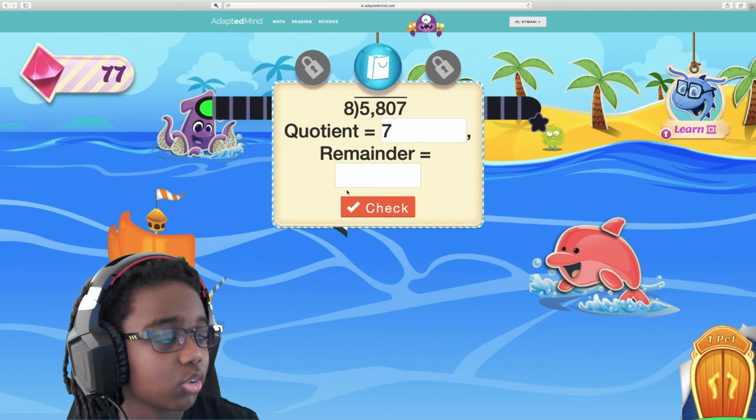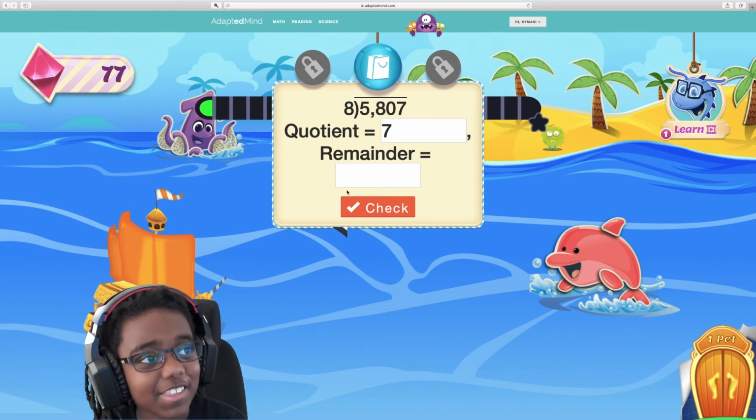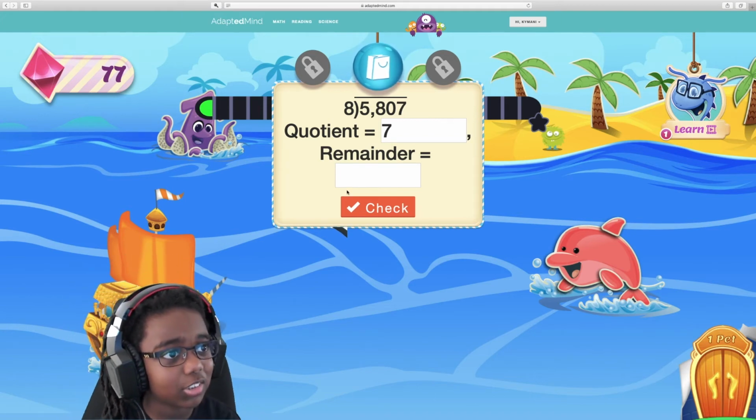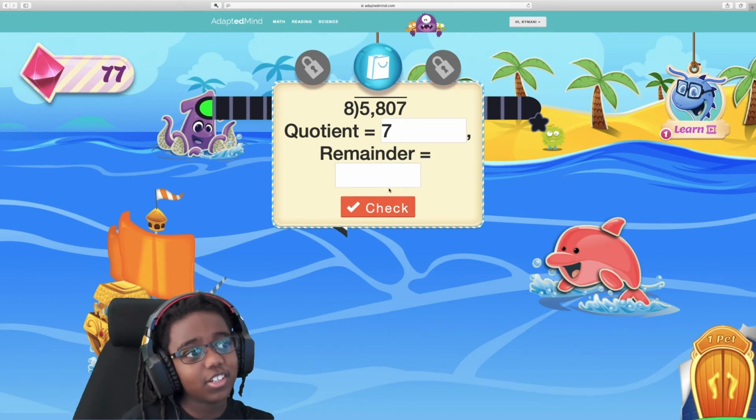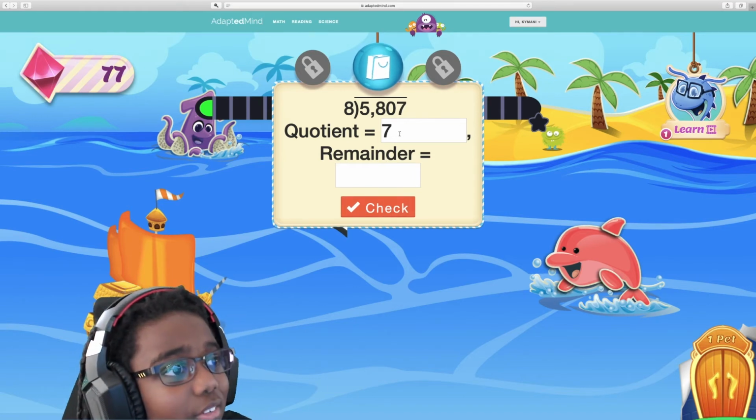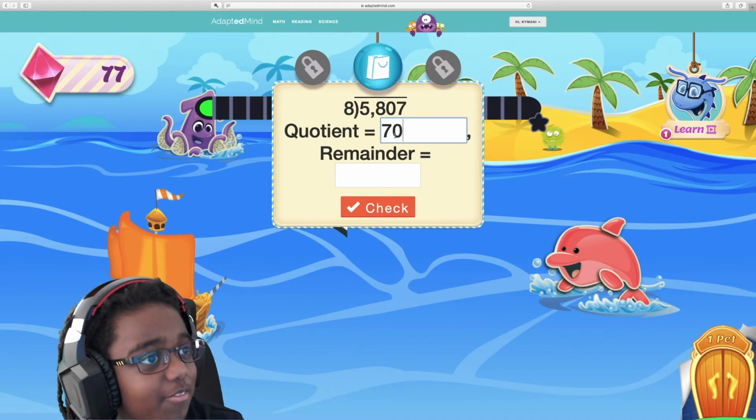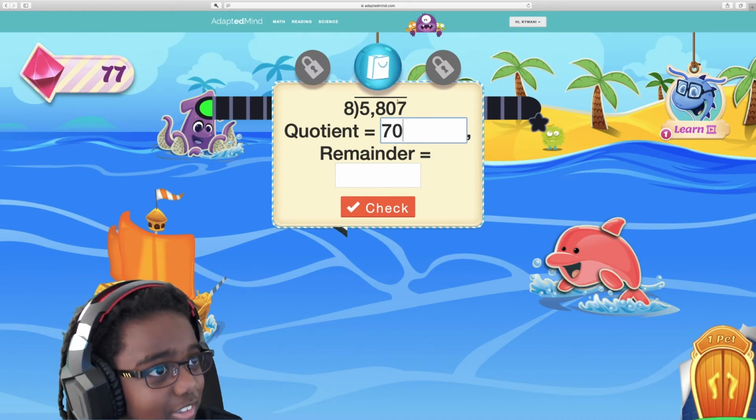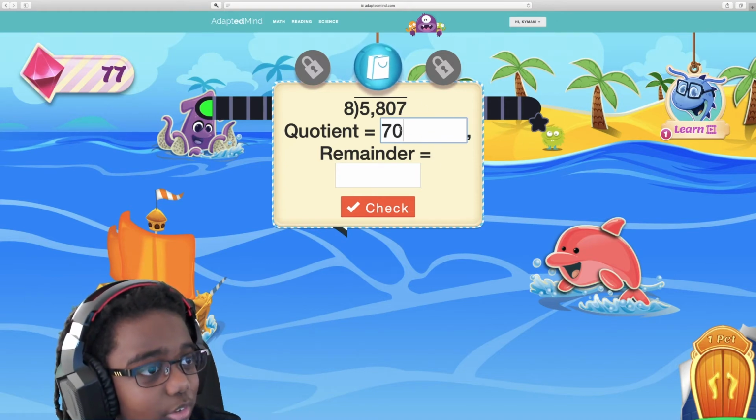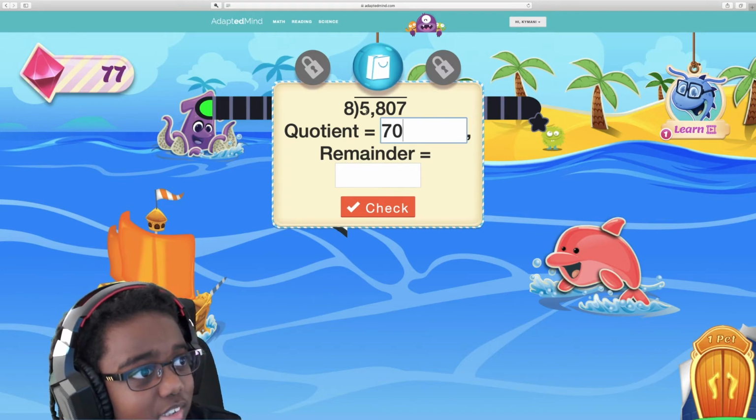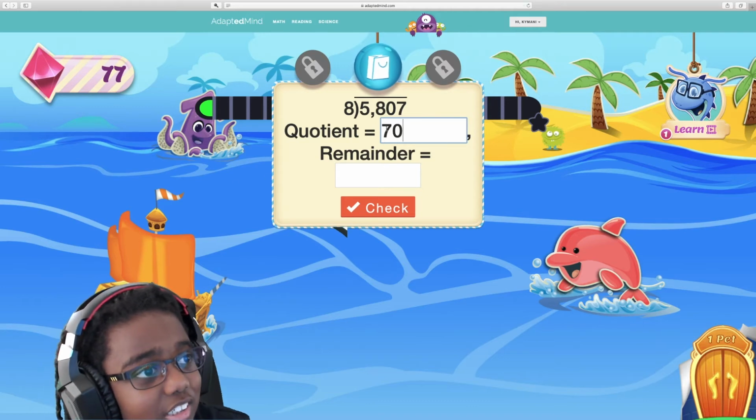So remainder 2 now. I don't know where to put the remainder. This is the thing about it. Maybe I've gone a little far now. This is right. I'm remembering to put a 0 here. But do we put... This is confusing.